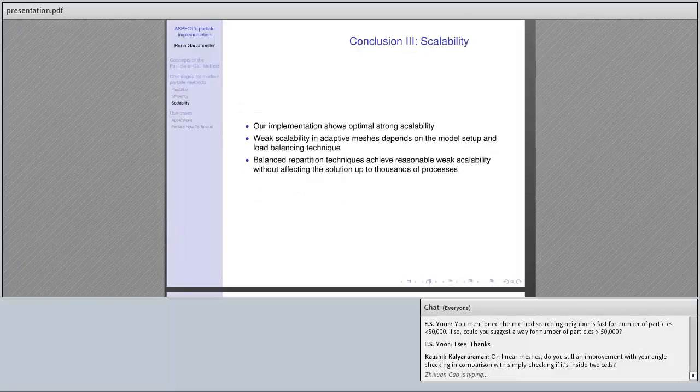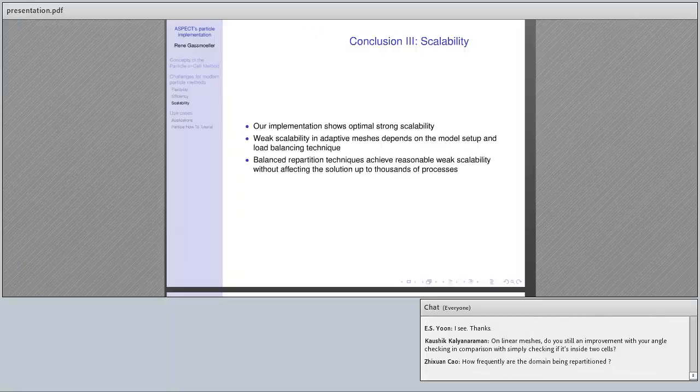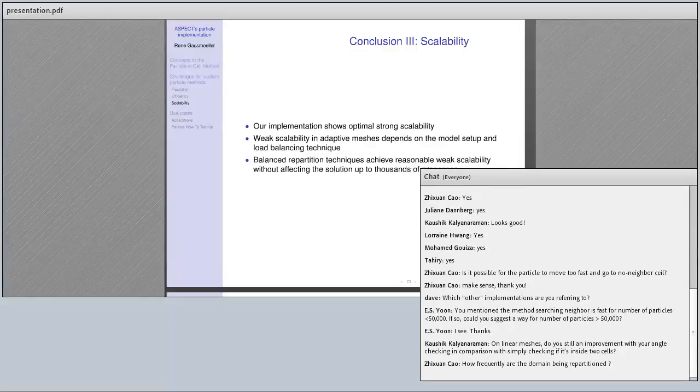So to conclude the scalability: our implementation usually shows optimal strong scalability, and the weak scalability in adaptive meshes depends on the model setup and on the load balancing technique that you use and that you are able to use. But this balanced repartition technique achieves a reasonable weak scalability without affecting the solution as the other techniques. So that is a very worthwhile tool to test first before you go to more invasive methods of balancing the load.